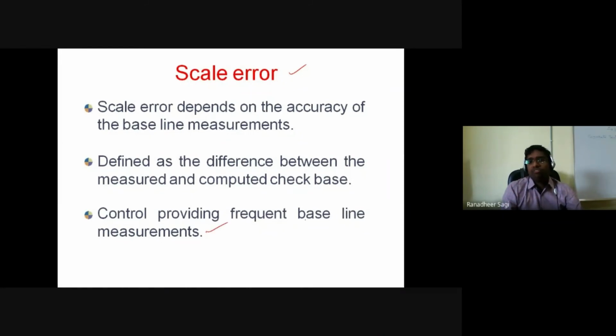Control by providing frequent baseline measurements. So these errors that you come across, you can try to minimize them by frequent checks with the help of your check baselines at different places.